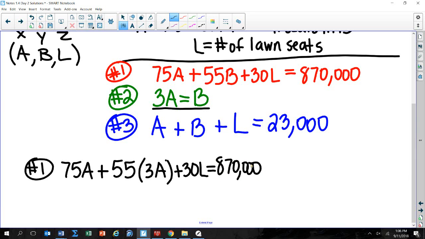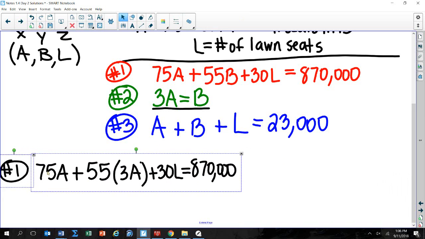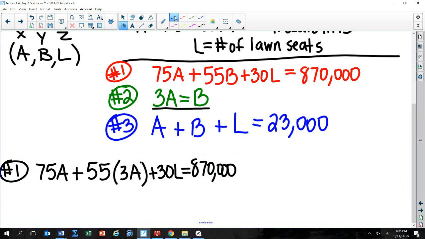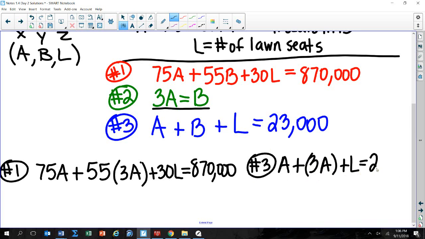And I'm going to do the same thing with equation 3. For equation 3, everywhere I see a B, I'm going to replace it with 3A. So I'll have A plus 3A. If you want, you can put it in parentheses. Plus L equals 23,000.